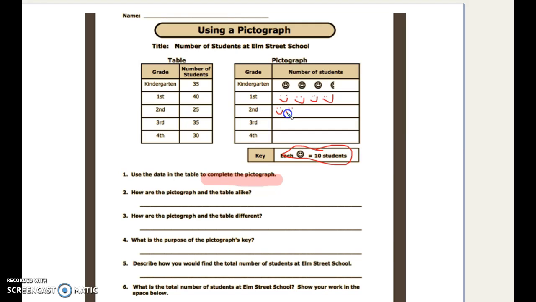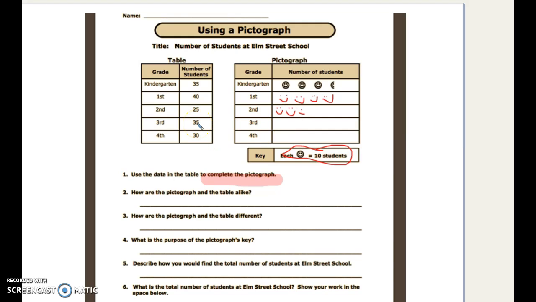If I show another 10 students, now I have 10, 20, but I don't need another whole group of 10. I only need 5 more students. So I'm going to just put half of a smiley face to show half of 10 students, which would be 5. I'm going to add up all of my students. I have 10 plus 10, which is 20, plus 5 more students, which is 25.